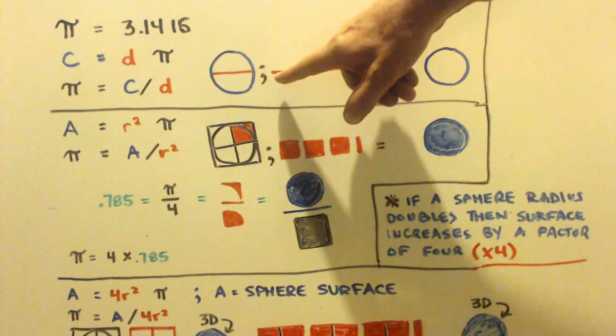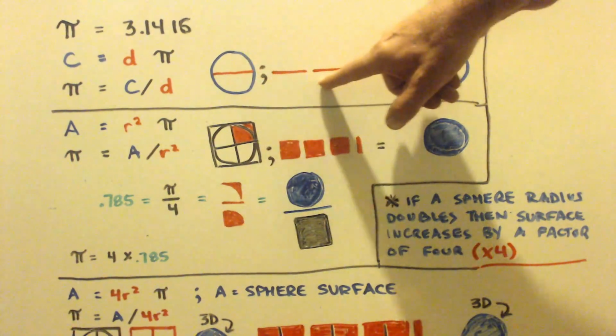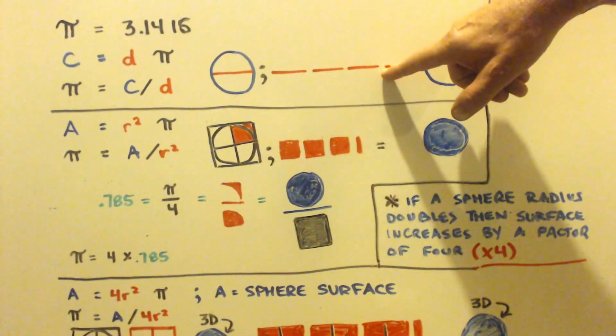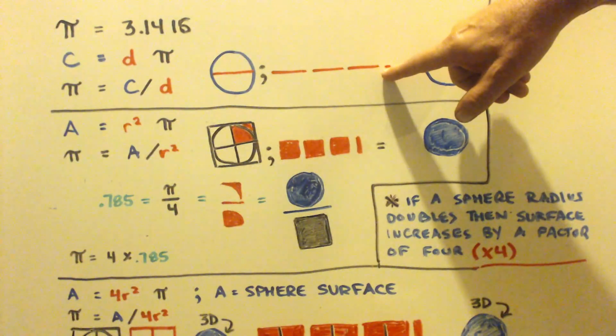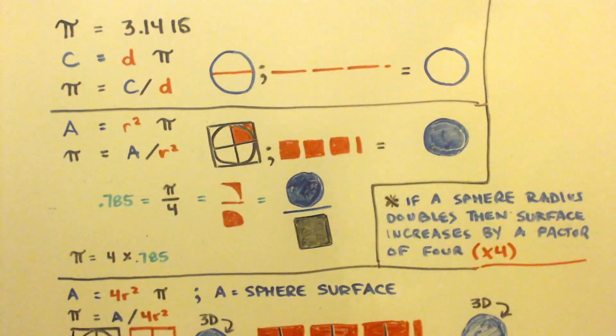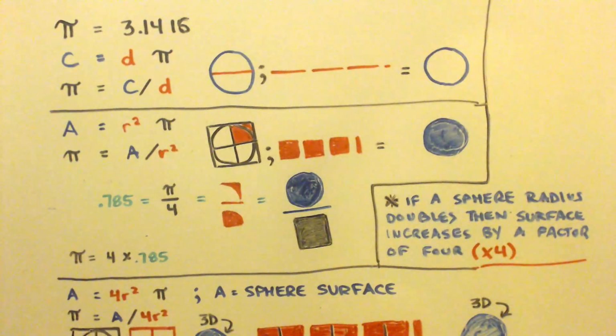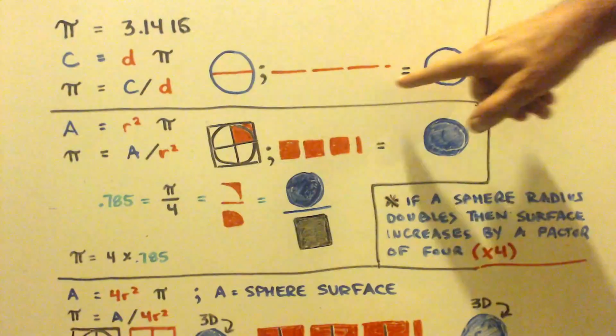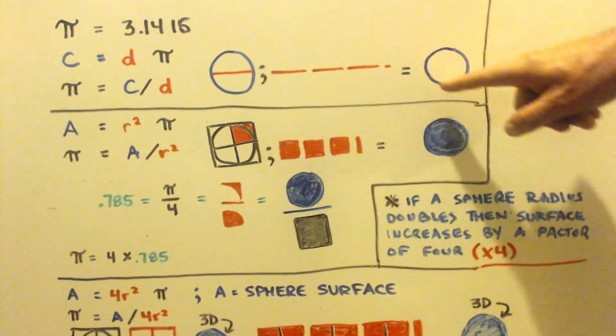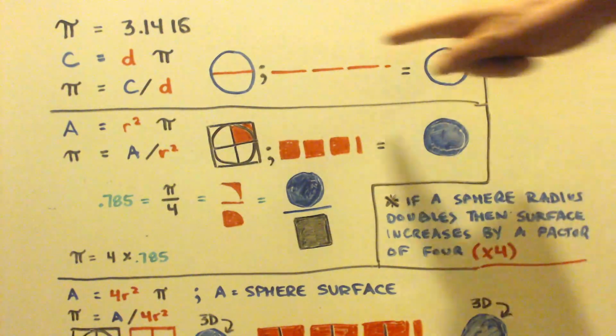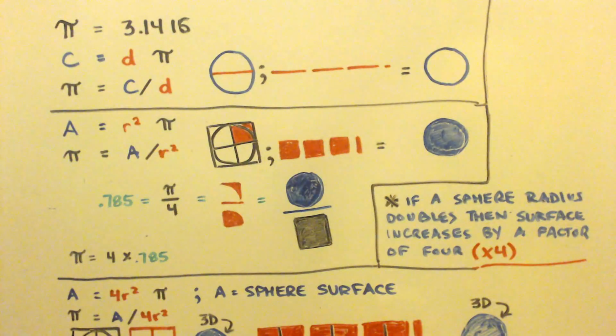But I want you to see what that means. That means 3.1416 of this diameter, right? You've got one diameter, two diameters, three diameters, and a 0.1416 diameter. This line equals this circumference line. These two lines are equal in length. That's all pi means, okay?